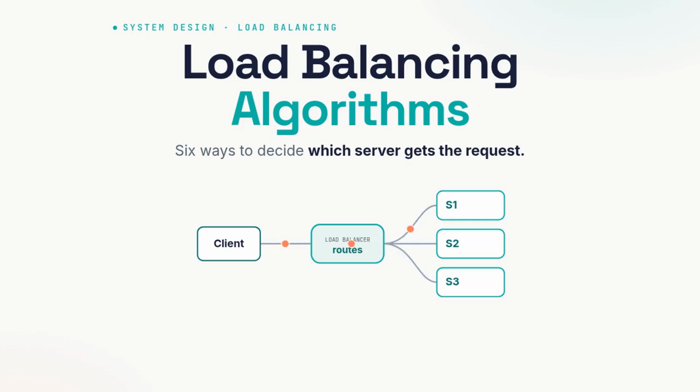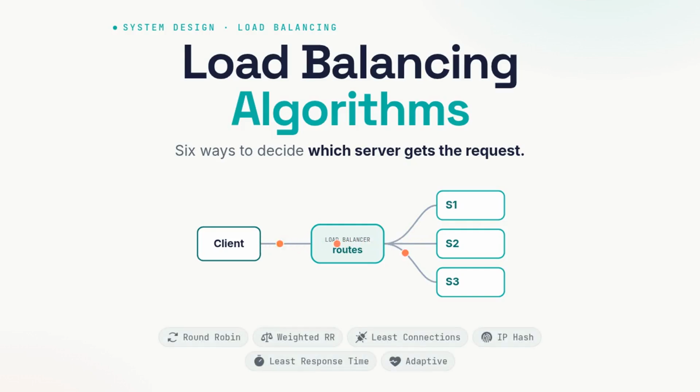So today we'll walk through 6 ways to make that decision. 6 load balancing algorithms. The setup is the same every time. A client on the left, the load balancer in the middle, 3 servers on the right. All that changes is how the balancer picks, and which server the request lands on.